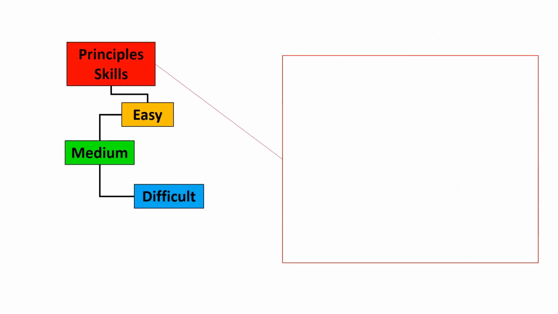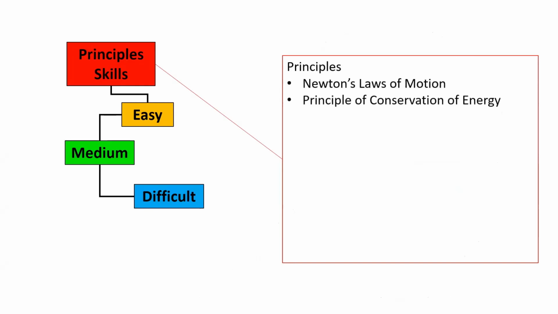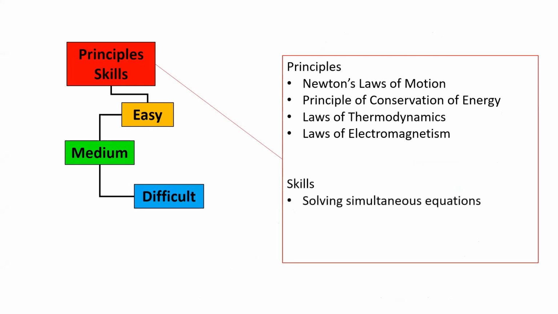Principles and skills comprise the following. For principles, we have all the laws and concepts in physics. For instance, we have Newton's laws of motion, principle of conservation of energy, laws of thermodynamics, laws of electromagnetism, and so on and so forth. You learn several of them in every chapter. Skills, on the other hand, tend to look at mathematical skills such as solving simultaneous equations, applying calculus like differentiation and integration, graph drawing, and then in the case of qualitative responses, writing explanations well.